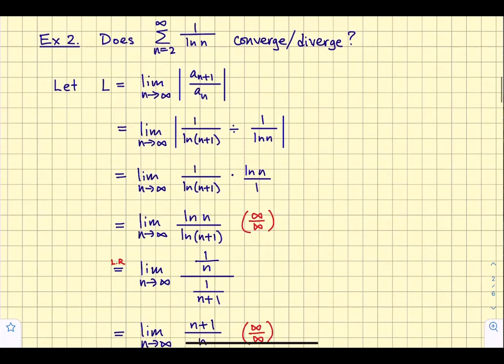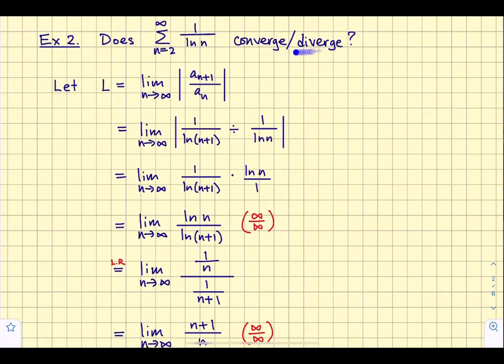So let's look at example 2. How about the sum from n equals 2 to infinity of 1 over ln of n? Does it converge or diverge? We'll use the ratio test, so we'll let L be the limit as n goes to infinity of the absolute value of a sub n plus 1 over a sub n. So we'll just write the limit of that absolute value. For the a sub n plus 1, we'll just take the general term. Where we see an n, we'll put an n plus 1. Divided by, we'll just write the general term a n here.